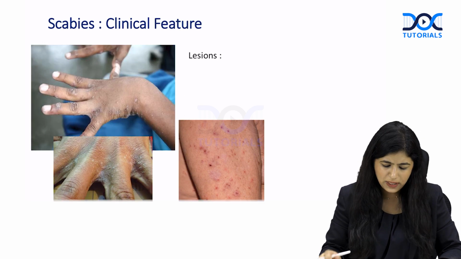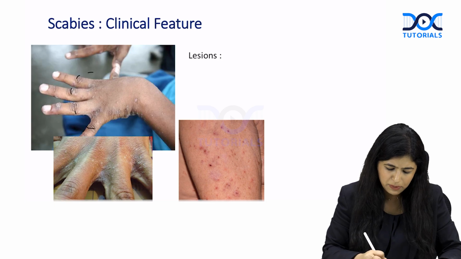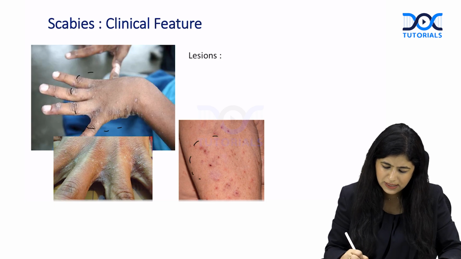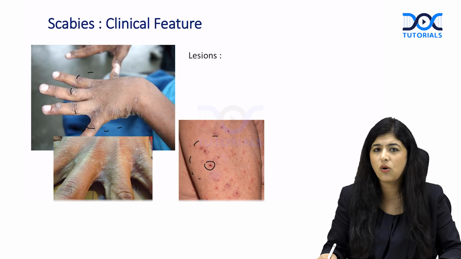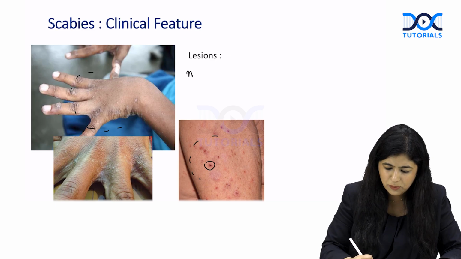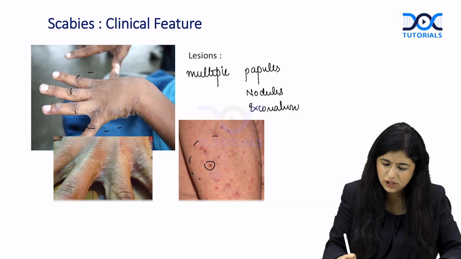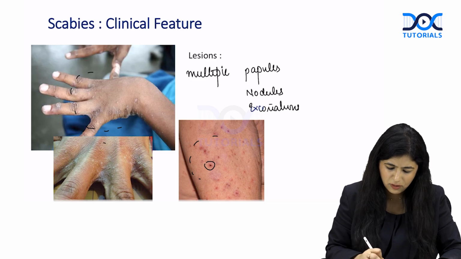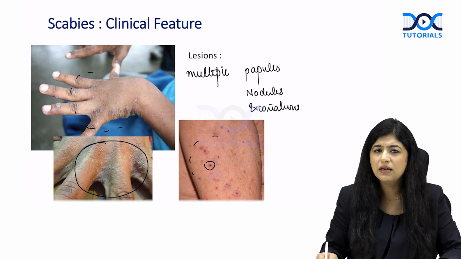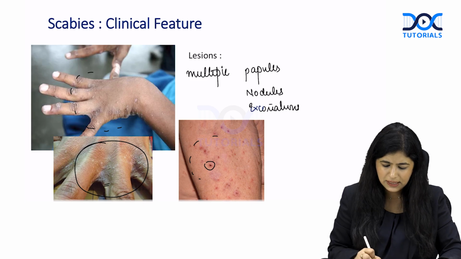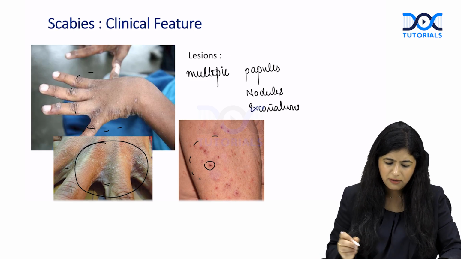What are the lesions when you examine the patient? You see multiple papules and nodules as well as scratch marks, which are called excoriations. So the patient presents with multiple papules, nodules and excoriations. The classic image that you get in the exam is that of lesions present in the finger webs. So these are multiple papules present in the finger webs.